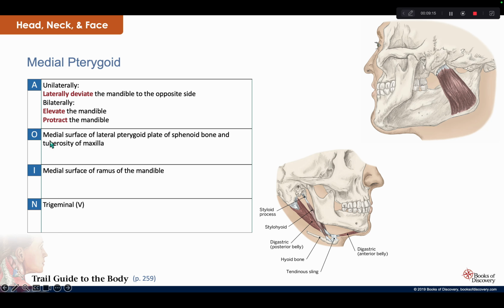The origin would be your medial surface of the lateral pterygoid plate. So if you look in here, there's going to be pterygoid plates. There's a lateral and a medial pterygoid plate. And it's kind of right where that sphenoid bone is inside your skull. So you're not ever going to be palpating that because it's deep in the head. Right. It also originates on the tuberosity of the maxilla, so that front bone of the face, bottom picture, in through here.